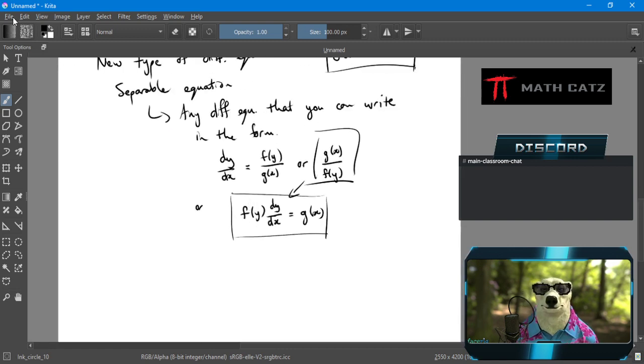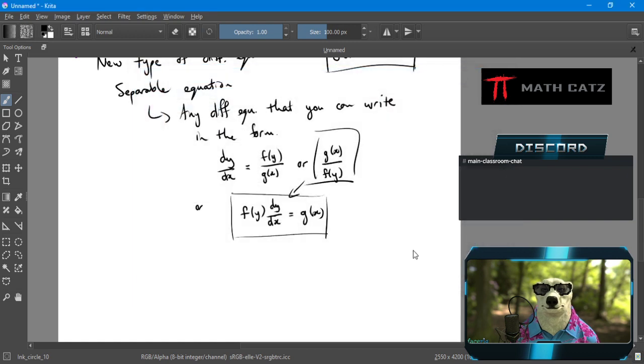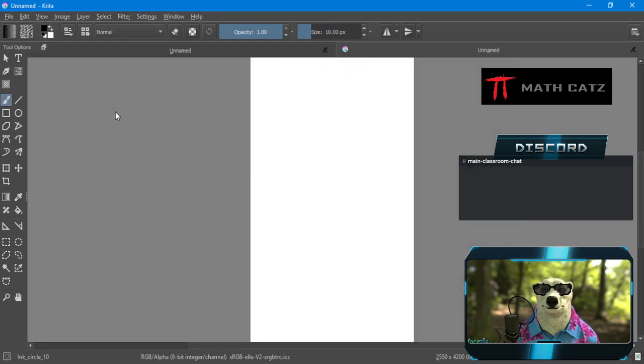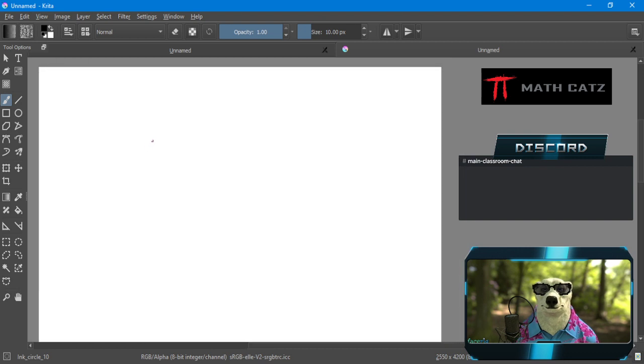Let me just make a new page. To get an idea of how this method works and to show that it's not that strange really, let's just note how we've solved a basic differential equation.